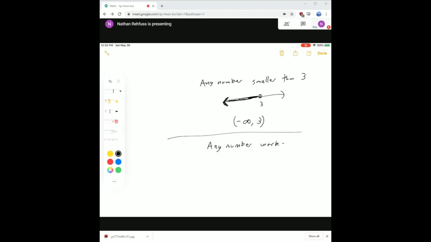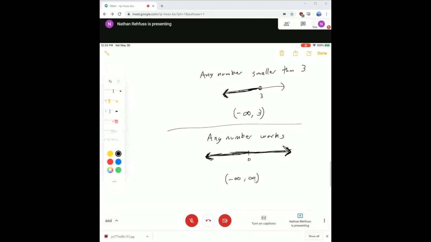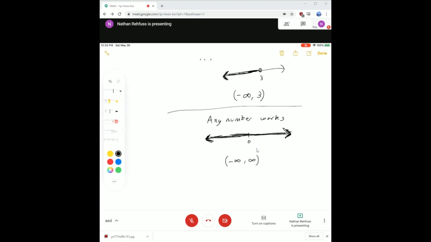What if I say any number works? Can you think of what interval that would be? You could try drawing a number line to help you. Any number works. So no matter how small the number is, and no matter how big the number is, it's going to be just fine. The way I'll write the interval is anything bigger than -infinity and anything smaller than infinity. And that's just every number. So negative infinity to infinity is interval notation for all real numbers.